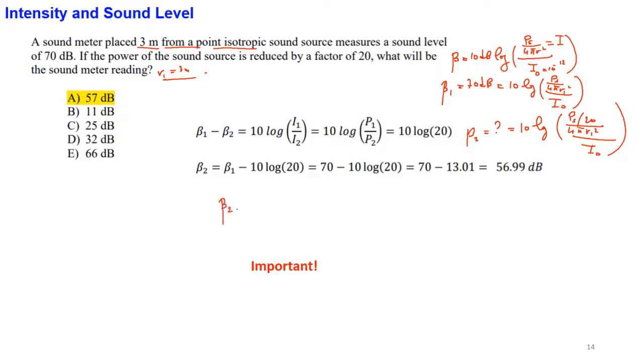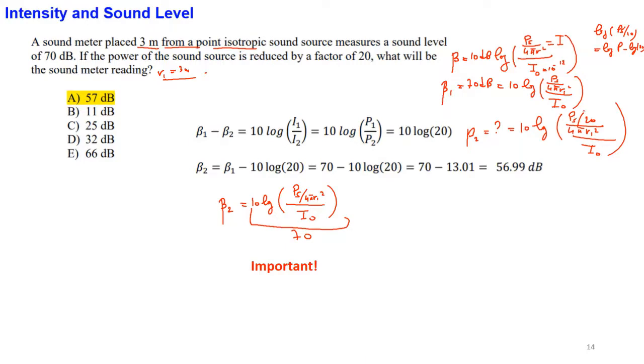Of course, beta 2 is 10 log of what? PS divided by 4 pi r1 square divided by I naught. By the way, this is 70 decibel. I'm just separating this from this. Basically, I'm just saying that log of PS divided by 20 is just log of PS minus log of 20.